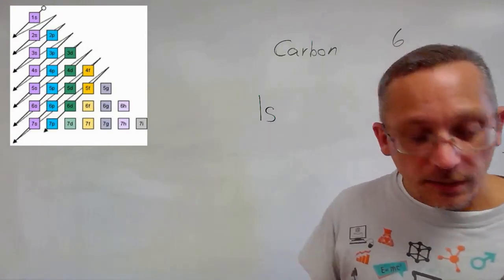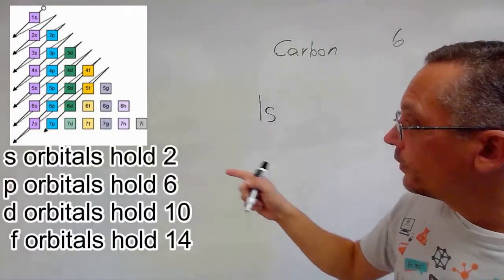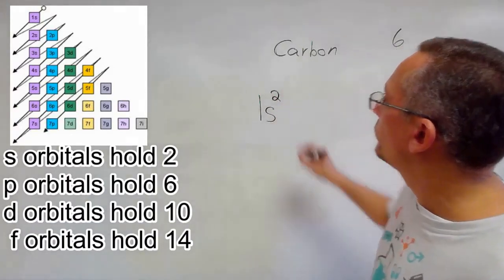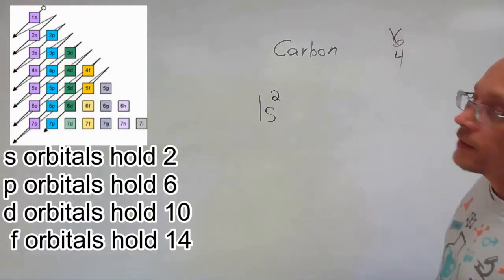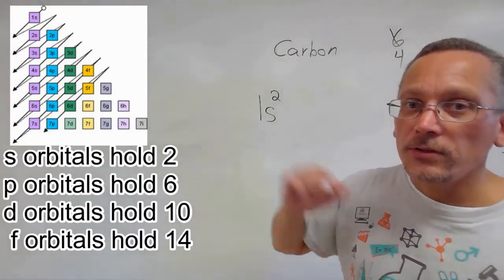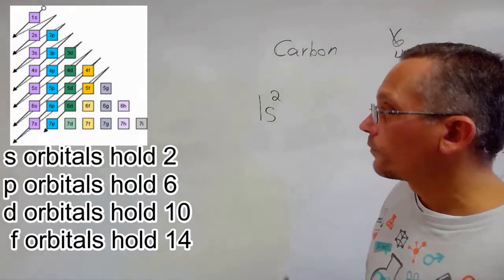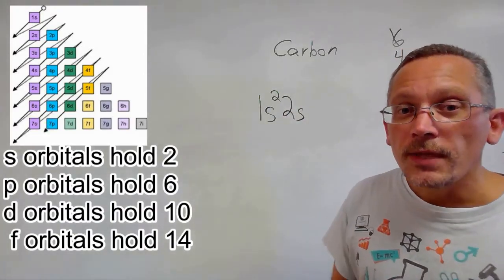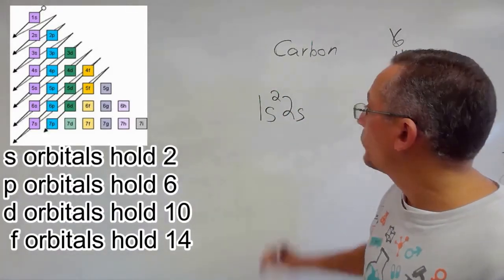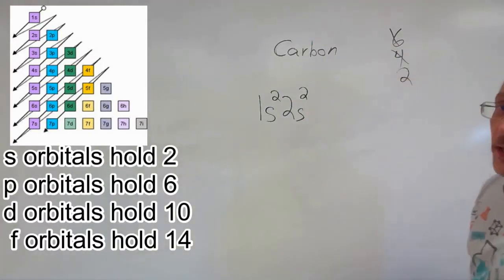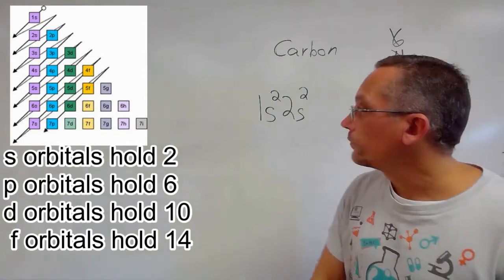1s. And how many electrons can go in that s orbital? In an s orbital, we can put 2 electrons. So now I've got 4 left to deal with. After 1s, what's the next orbital that fills? You can see it's 2s. Okay. How many can I put in that s orbital? I can put 2 in there. And now I have 2 left to deal with.